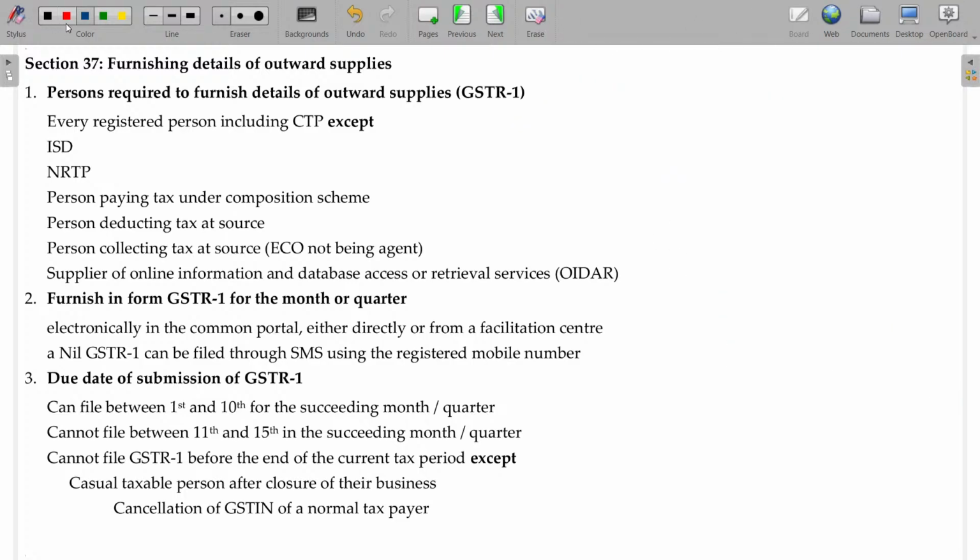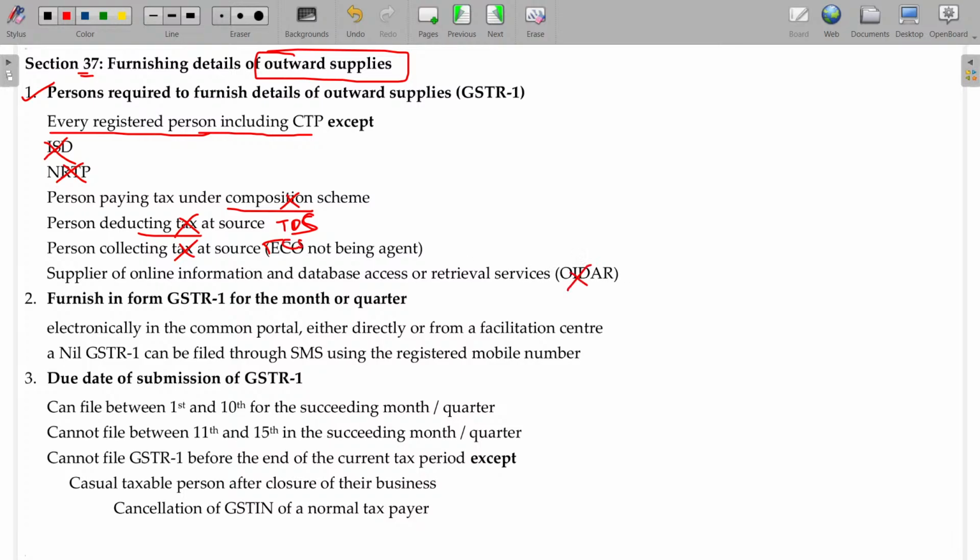Now let's start with Section 37, furnishing the details of outward supplies. Persons required to furnish the details of outward supplies are every registered person including CTP also. But ISD not required, NRTP not required, composition taxpayer not required, TDS deducting person not required, TCS person not required, and OIDAR not required.